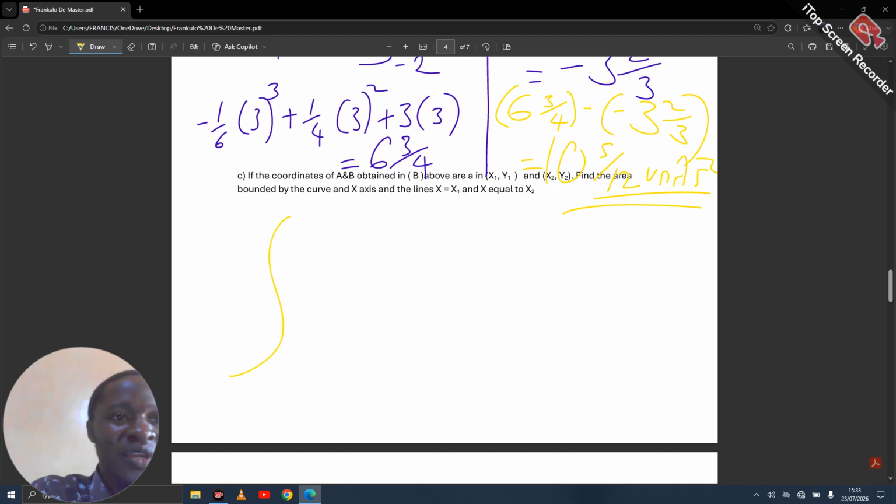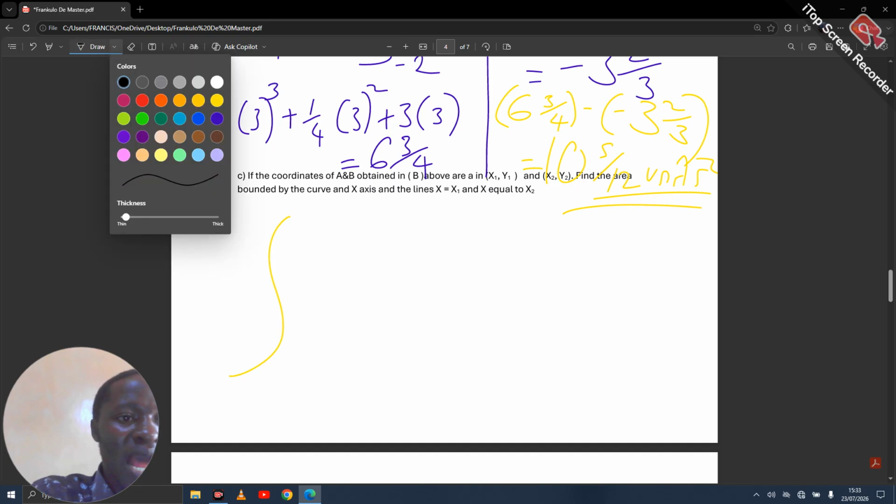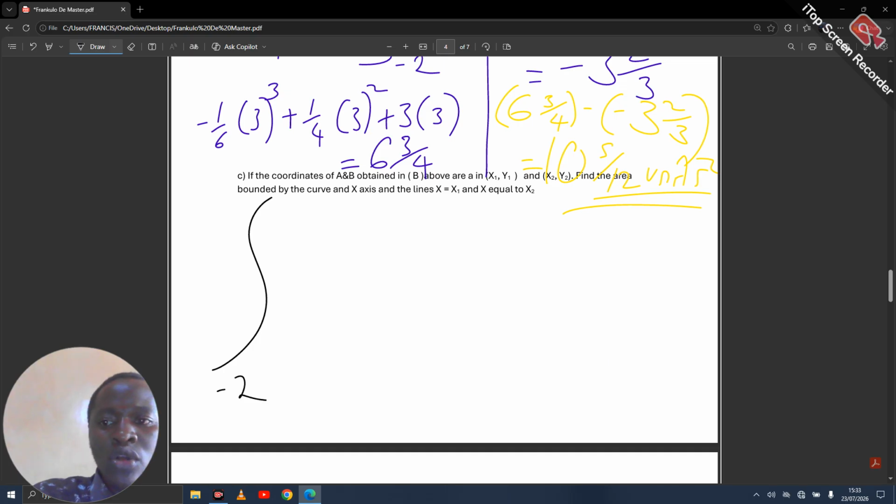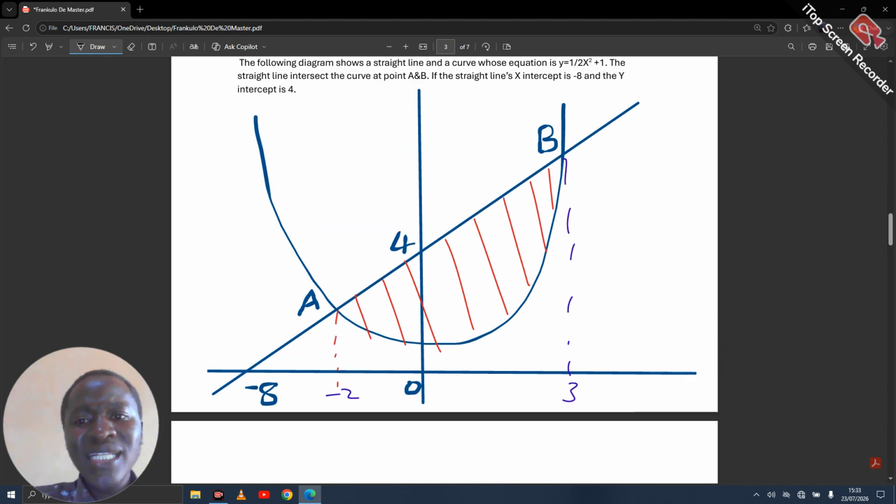So we are integrating from -2 to +3. The examiner wants you to get, okay, listen, if the coordinates of A and B obtained in B above are A, x1, y1, and B, x2, y2, find the area bounded by the curve and the x-axis and the lines x equal to x1 and x equal to x2.